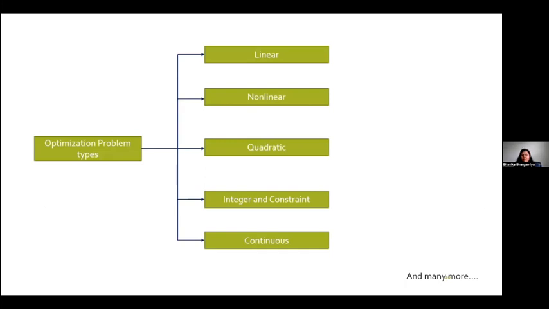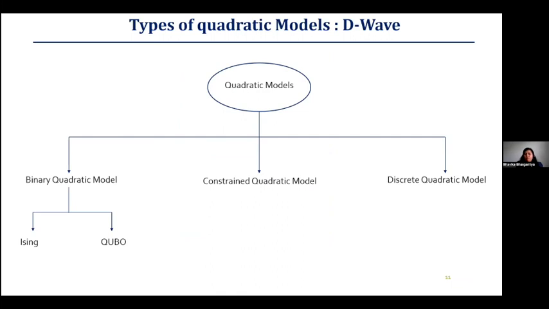There are a few types of optimization problems, and different optimization algorithms are also available. Based on the mathematical constraints and formulations, we can formulate the optimization problem and techniques. Some of them are linear, non-linear, quadratic, some are integer and constrained, and some are continuous. I'm focusing more on optimization because D-Wave has proven capability in optimizing a problem and finding the best solution for a given set of problems.